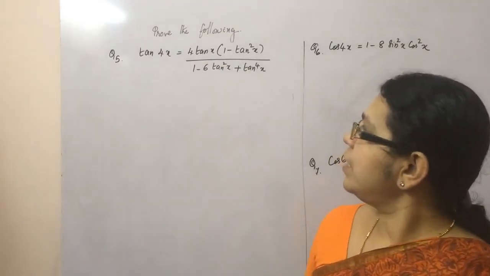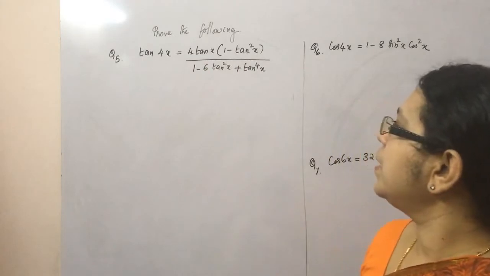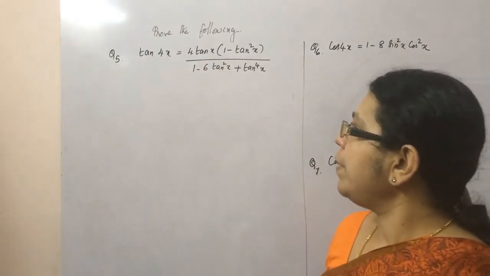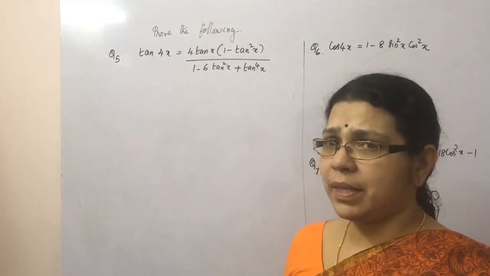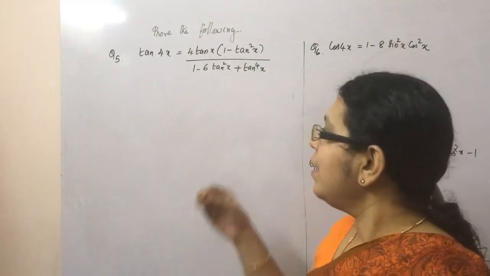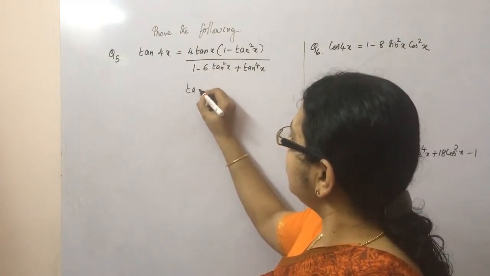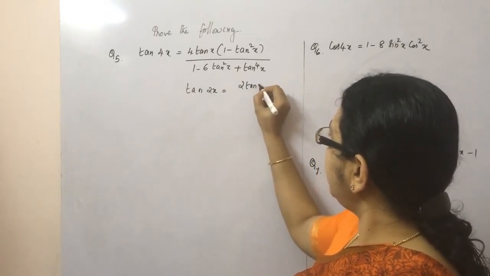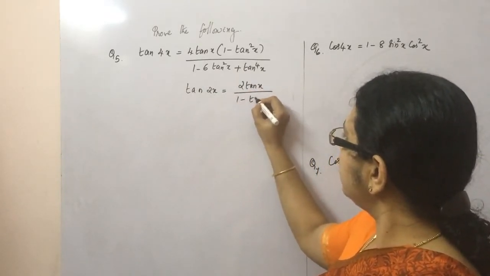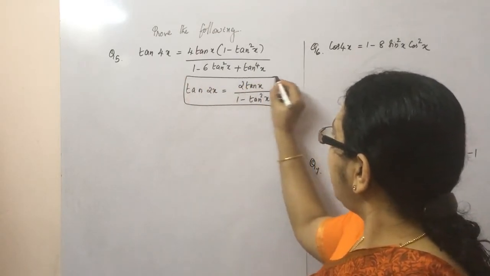Tan 4x. Now here what we need to prove is tan 4x is equal to 4 tan x into 1 minus tan squared x by 1 minus 6 tan squared x plus tan raised to 4 x. This is not something that is big. Okay, very small thing, but very easy one. Only thing is that you need to know the formula for tan 2x. What is tan 2x? 2 tan x by 1 minus tan squared x. So this is the formula that I am going to apply here.